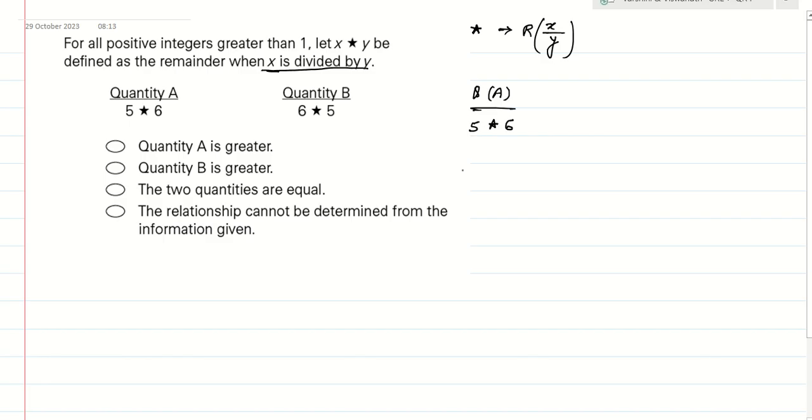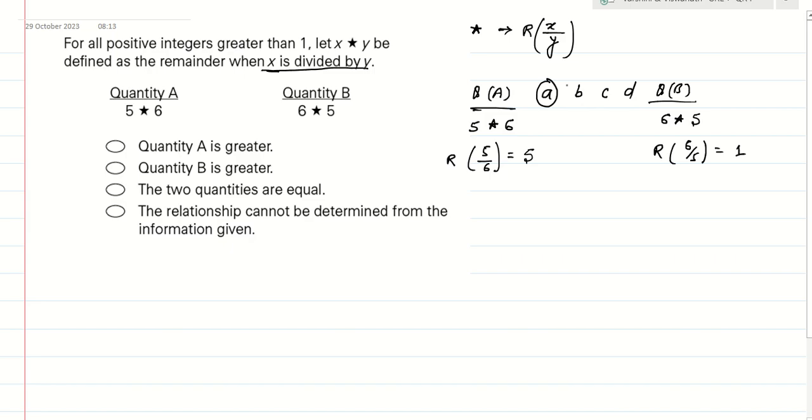Correct? Now the quantity A is given 5 star 6. So what should be the remainder? Once you divide 5 by 6, what should be the remainder? 5 itself, right? And the quantity B is given here 6 star 5. Now what should be the remainder here? 1. Correct? So what could be my answer then? The answer, which quantity is greater? Quantity A is greater. So option A.